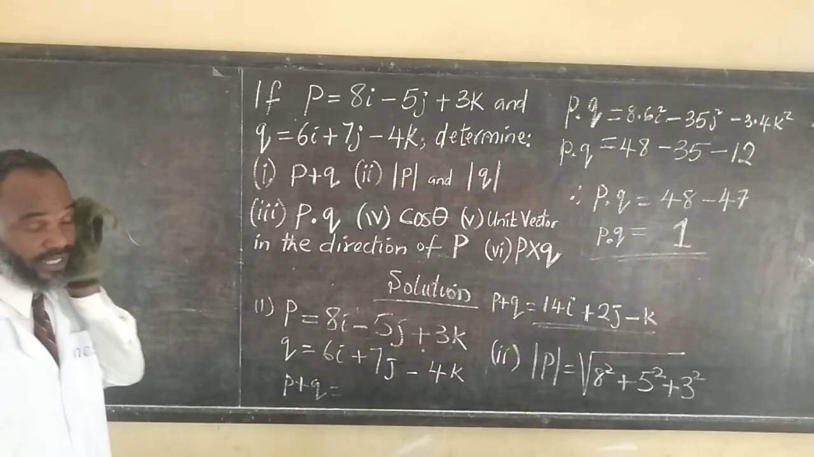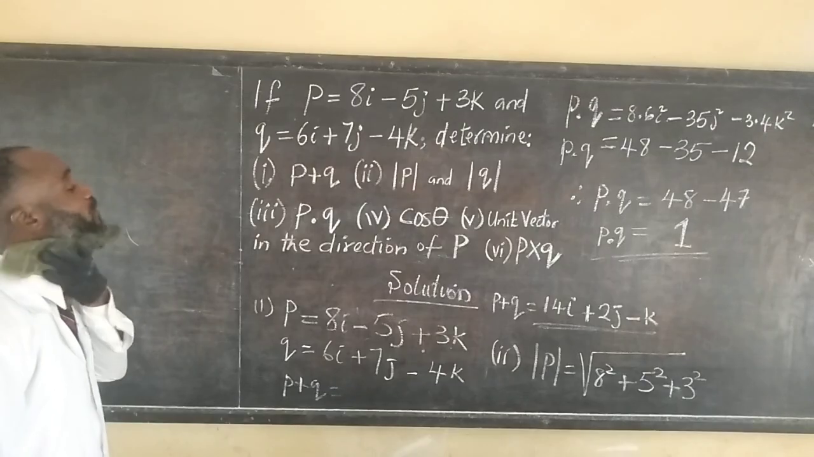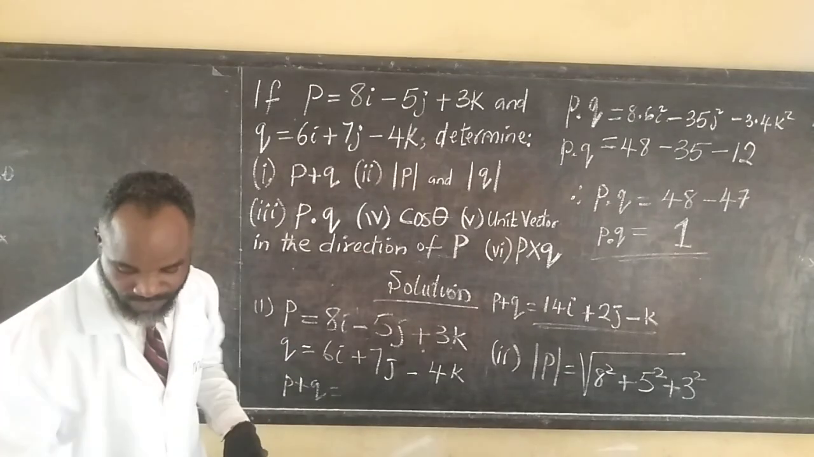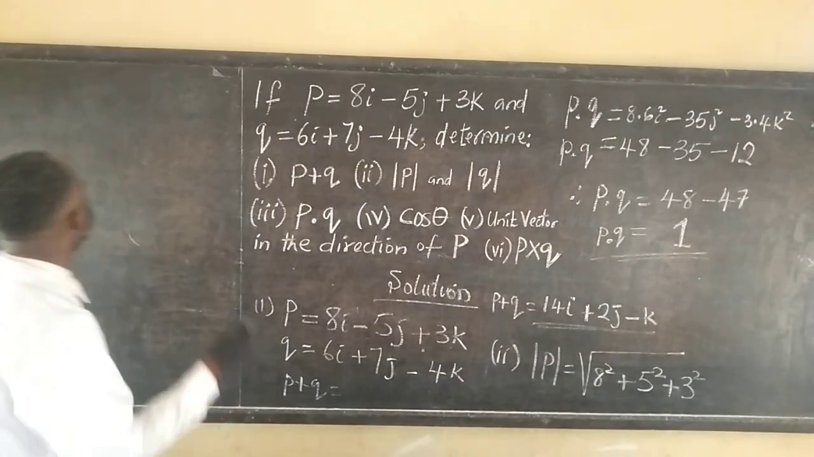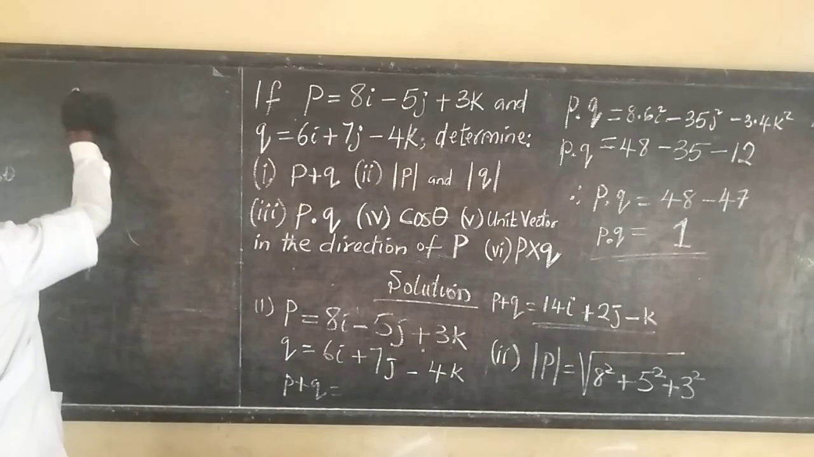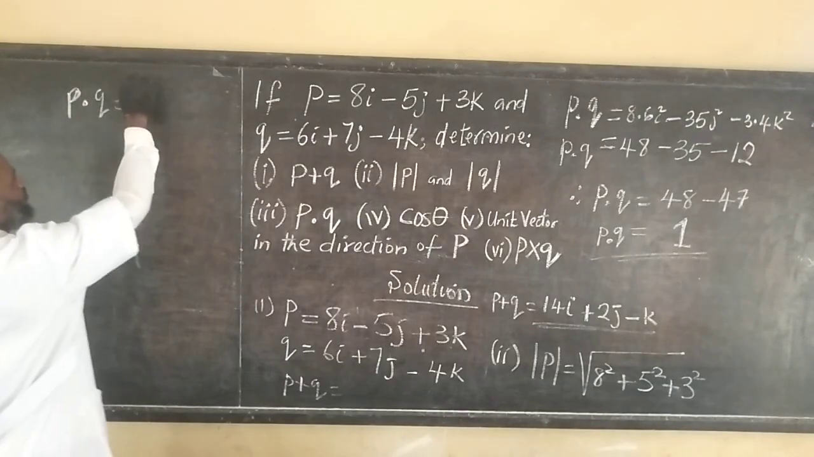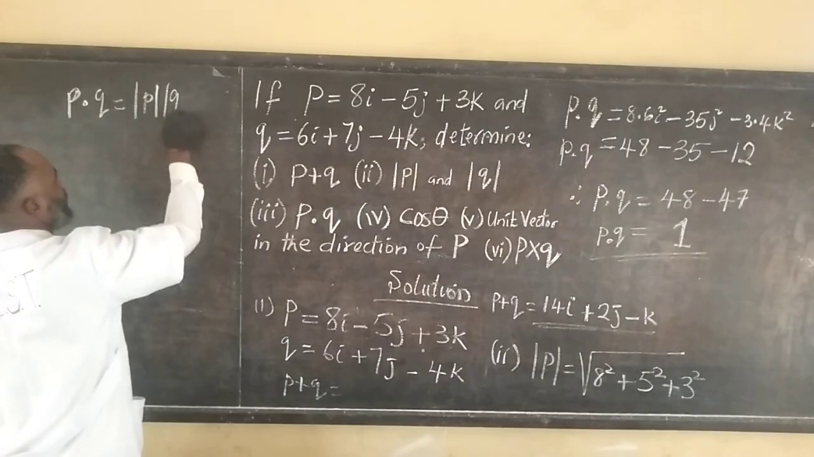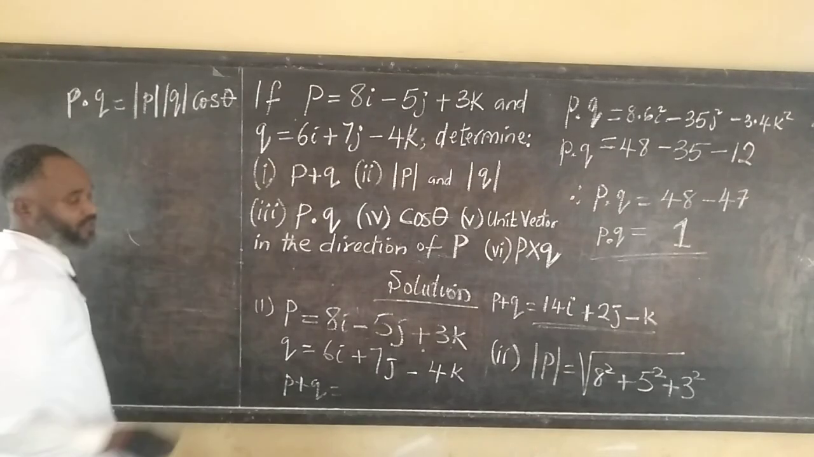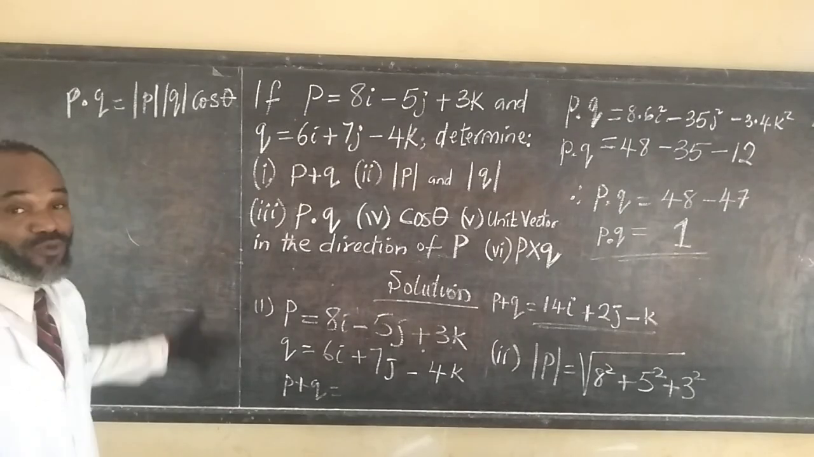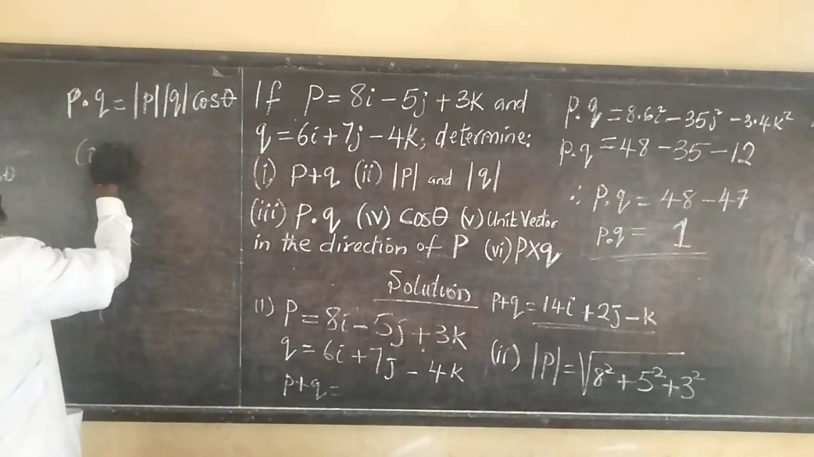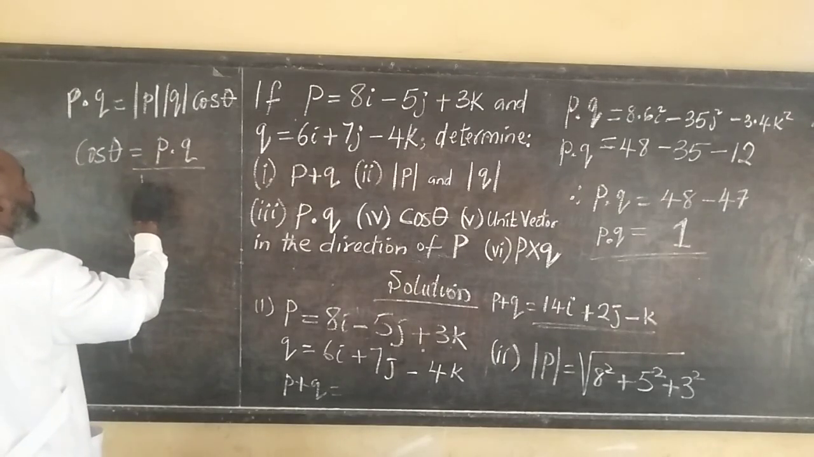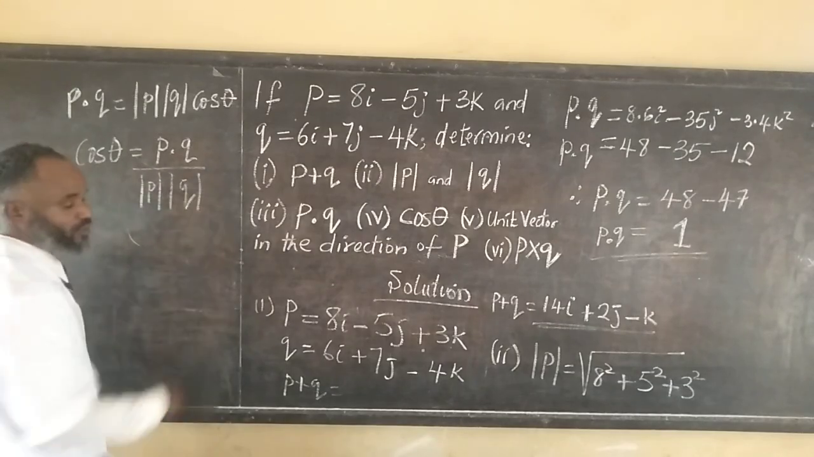So the next thing we're going to find is number IV, that is cos theta. We have to find cos theta. It's very simple. What we need to do is to record that P dot Q is equal to modulus P and modulus Q cos theta. Good. So we must make theta the subject. Once we make cos theta the subject, it falls out: cos theta equals P dot Q all over modulus P and modulus Q. That's it.